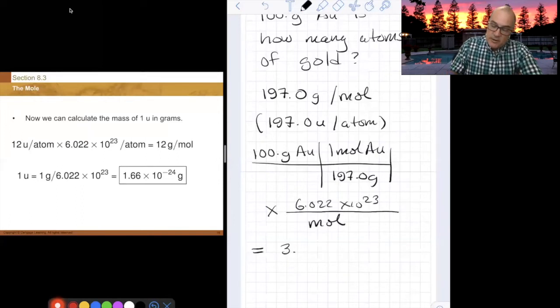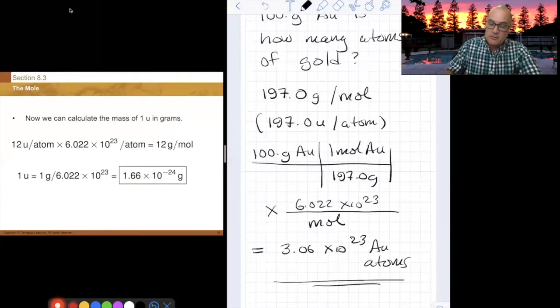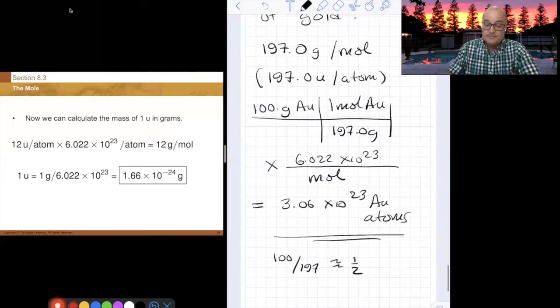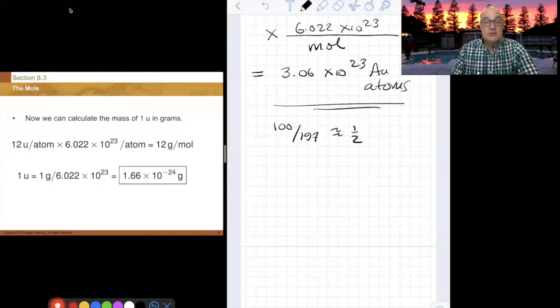This turns out to be 3.06 times 10 to the 23 gold atoms. Still a huge number, right? It's a little more than half a mole. In other words, 100 over 197 is about 1/2, so we should expect our answer to be about half a mole, or about 3 times 10 to the 23 atoms. I always think you should have a pretty good idea about the number. In other words, this number should be very large. 10 to the 23 makes sense. If you get an answer that's 10 to the minus 22 or 10 to the minus 24, you probably inverted your number somewhere, and you should recognize that fact and try again.